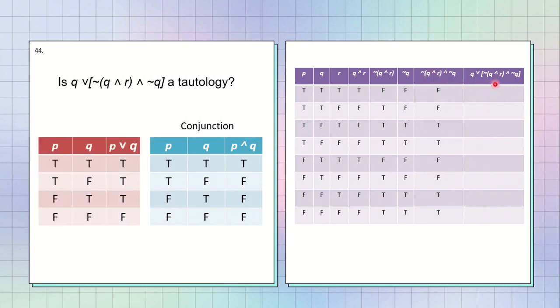Here is the truth table for disjunction. So the values will be true, true, true, true, true, true, true, and true. As we can see, the values are all true. That means Q or open bracket, Q and R, and not Q close bracket is a tautology.